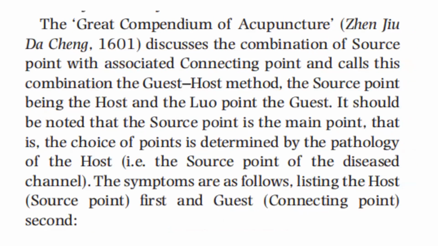The Great Compendium of Acupuncture by Gao Wu of 1601 discusses the combination of source point with associated connecting point and calls this combination the guest host method, the source point being the host and the luo point the guest. It should be noted that the source point is the main point, that is, the choice of point is determined by the pathology of the host, that is the source point of the diseased channel. The symptoms are as follows, listing the host, which is the source point, first, and guest, the connecting point, second.